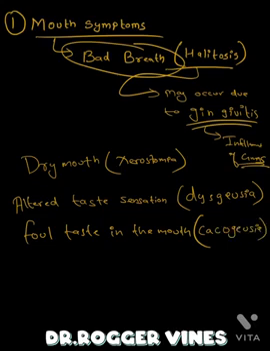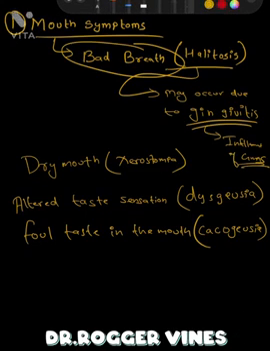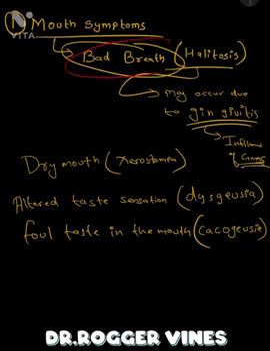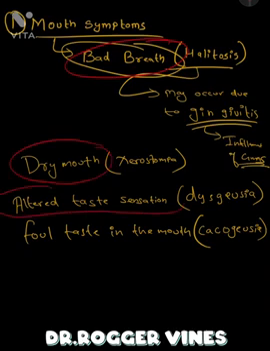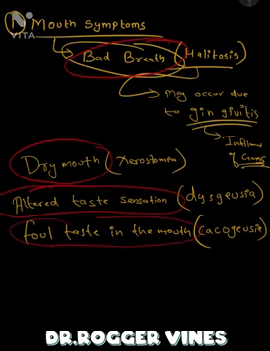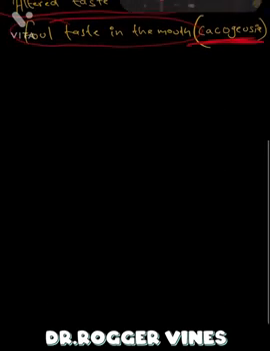Cacogeusia. So in mouth symptoms you need to learn limited things, which I will mark. First thing is bad breath, second thing is dry mouth, third thing is altered taste sensation, and the fourth one is foul taste in the mouth. These are the medical terminologies which you will use while history taking. Let's go to the second one.